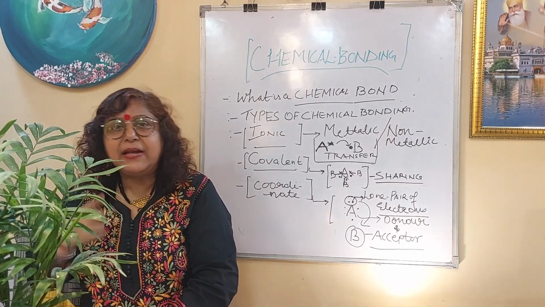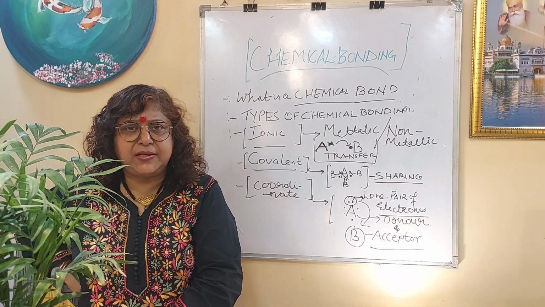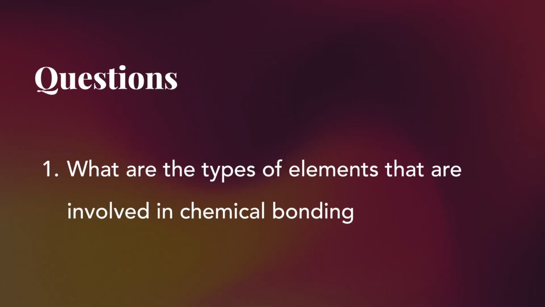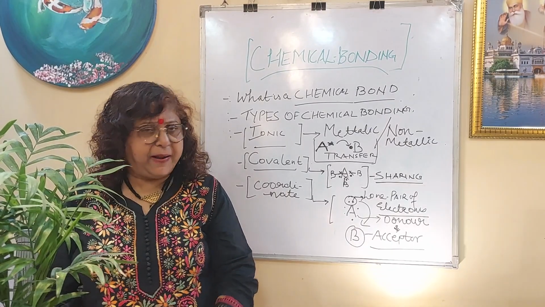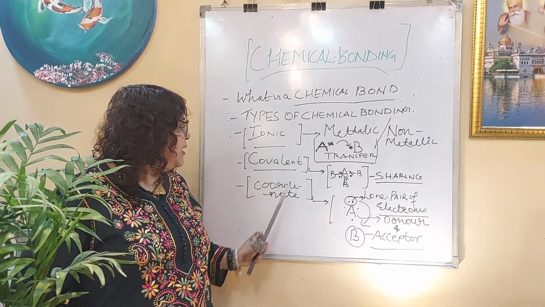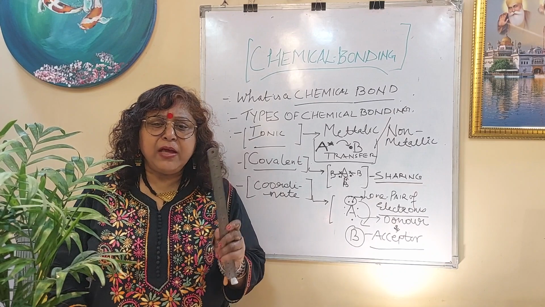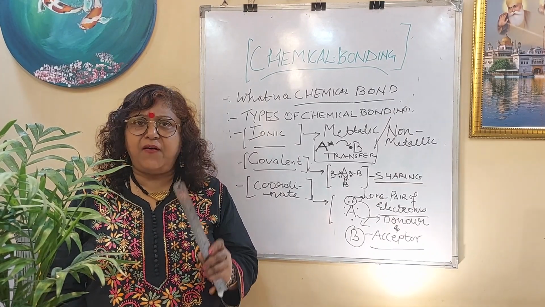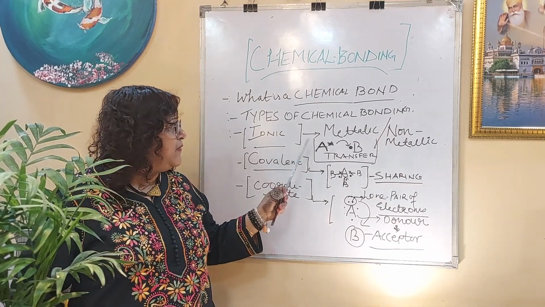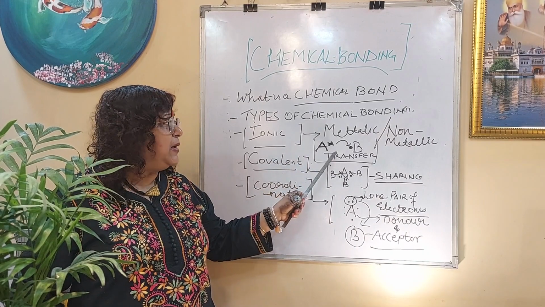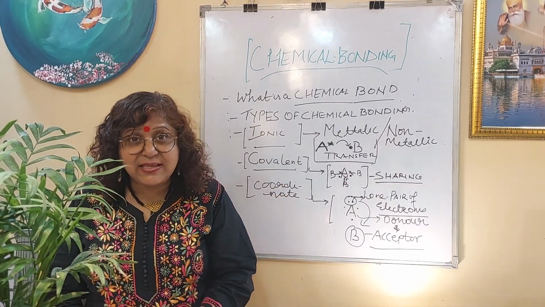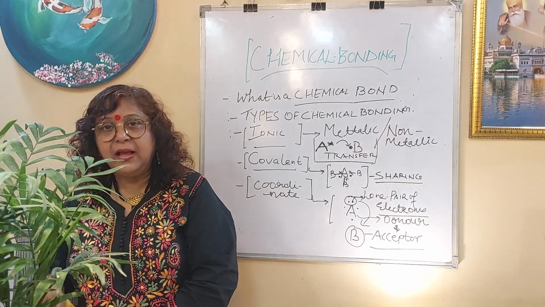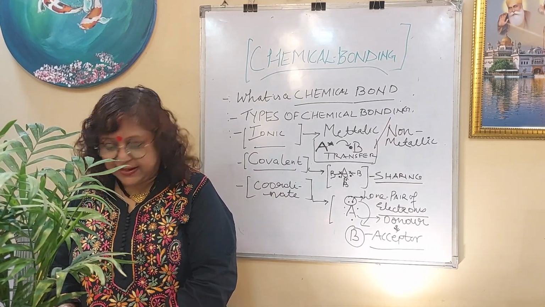Now, what are the types of elements involved? If this question is asked, what are the types of elements involved in chemical bonding? As I said, there are three types of bonding: ionic bonding, covalent bonding, coordinate bonding. The types of elements involved, mainly, we will now focus on ionic bonding, that is the electrovalent bonding, are the metals and the non-metals, the metallic elements and the non-metallic elements.